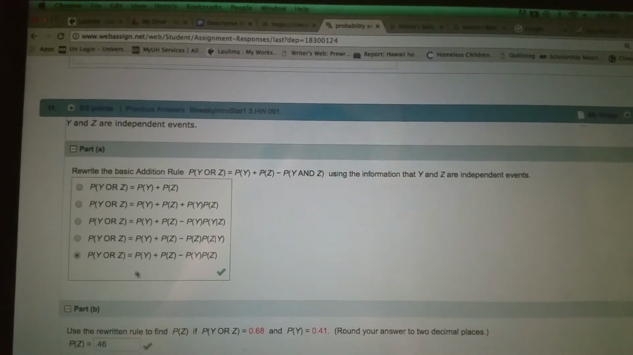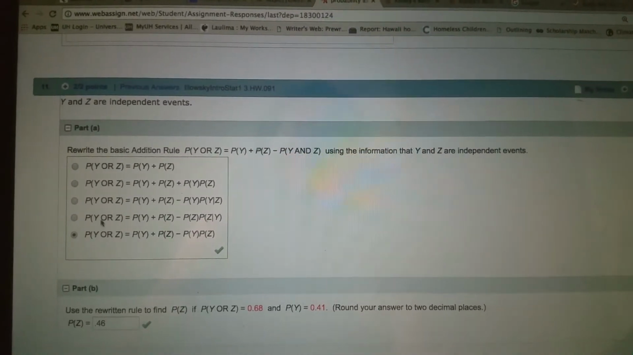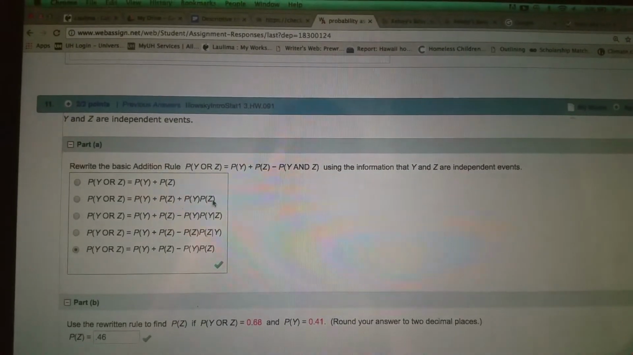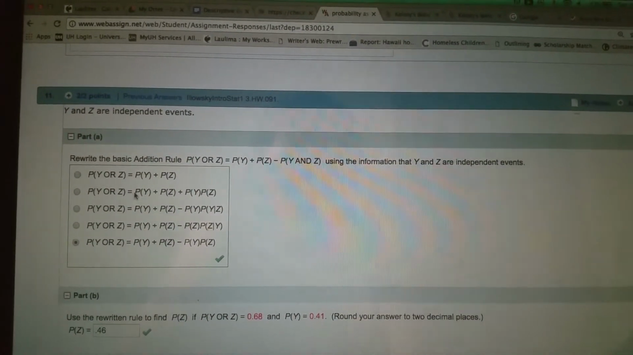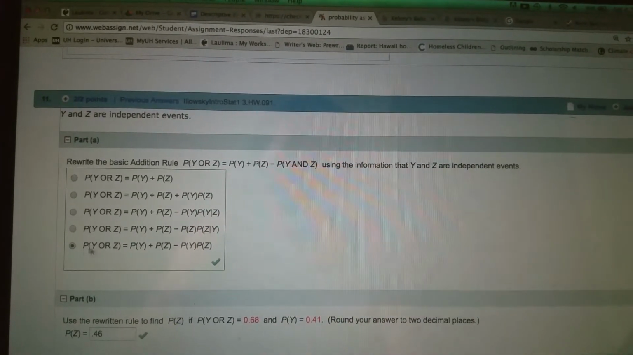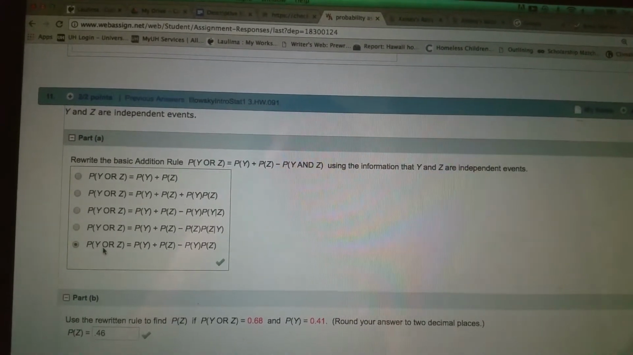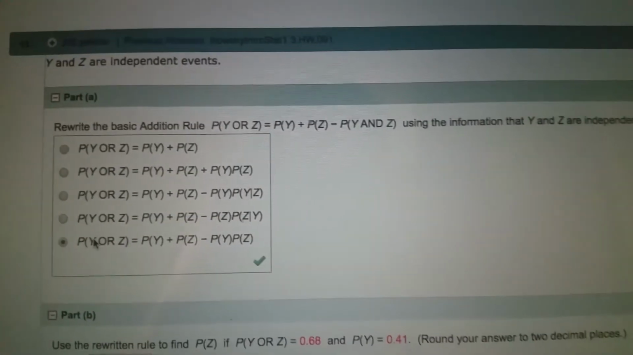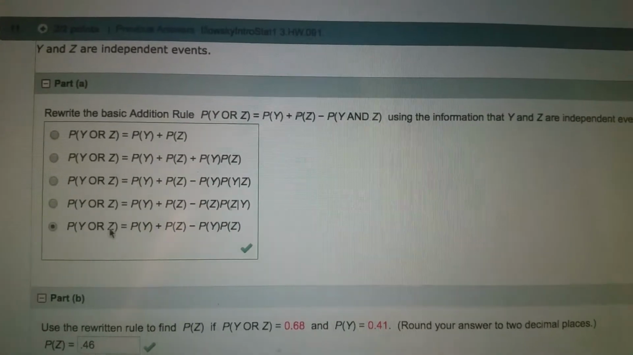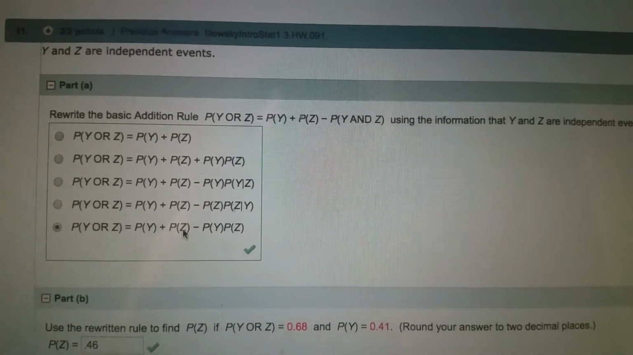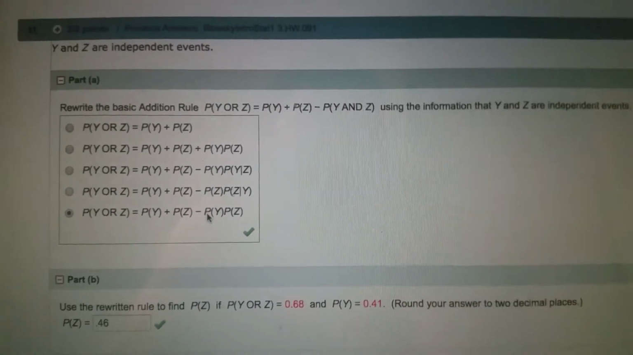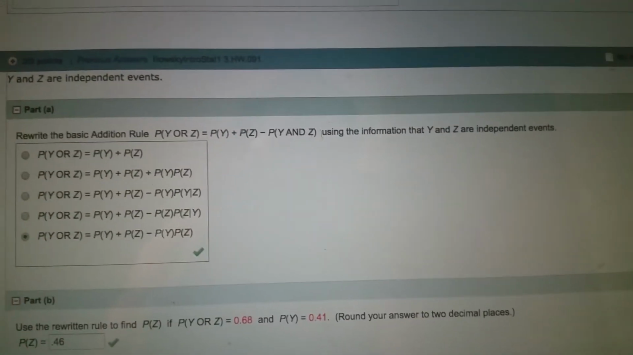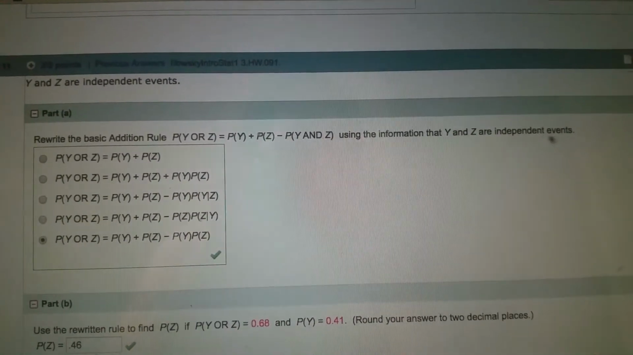So when we're looking at these, we're going to look and say, okay, which one has the P of Y and the P of Z in separate quotations? And so here we go, we've got it. The only reason this other one is wrong is because it has a plus, because the formula is going to be minus, right? It's going to be probability of Y or Z equals probability of Y plus probability of Z minus, and since they're independent events, probability of Y separated from probability of Z. Okay, so that would be another way to put it, because they're independent events.